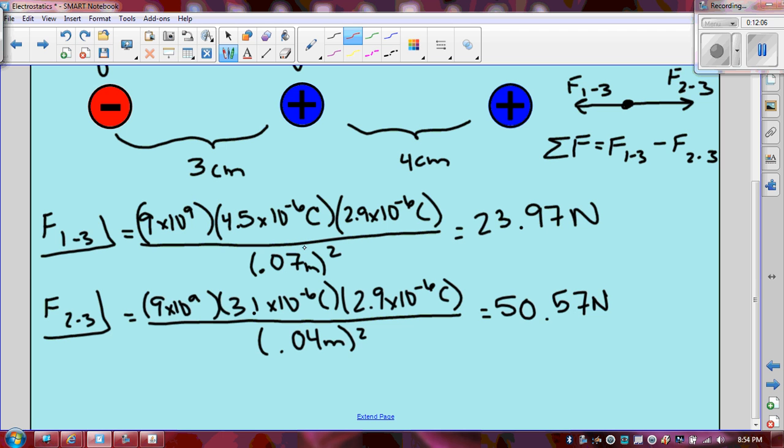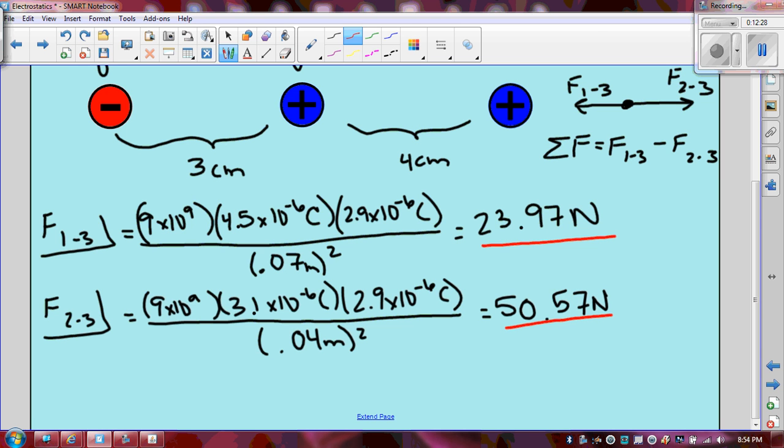So if you do all of that math, you end up getting that the force acting between charge 1 and charge 3 is 23.97 newtons. And then if we do the force for charge 2 and charge 3 right in between here, plug in all your values there. It's 4 centimeters distance between, so 0.04 meters. Square that, calculate everything out. We end up getting 50.57 newtons.